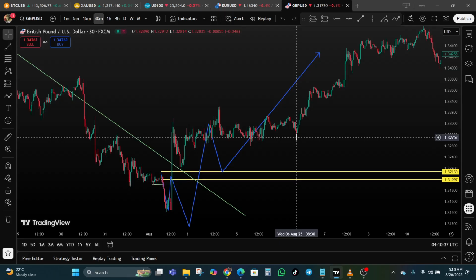Now, the more you study breaker blocks in historical charts, the easier it will be to spot them in real time. They are one of the clearest footprints institutions leave behind, and mastering them can transform the way you see the market.